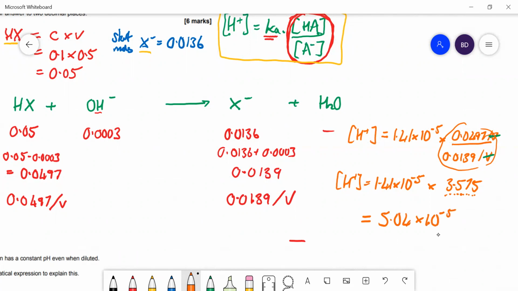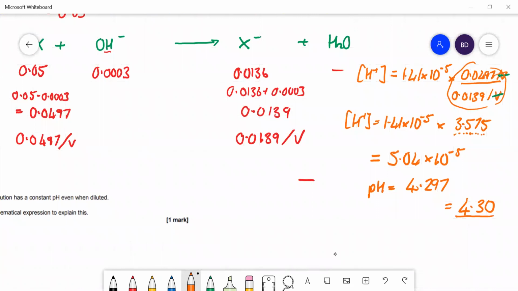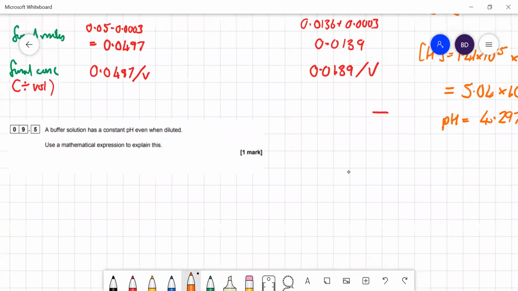Take the negative log of that to get the pH. pH is equal to, give it 2 decimal places, well, it's 4.297, so you give that to 2 dp is 4.30. That's our final answer there. 6 marks for that question, and if you get that right, I imagine you probably get an A star. It's hard. Right, last question on the paper.